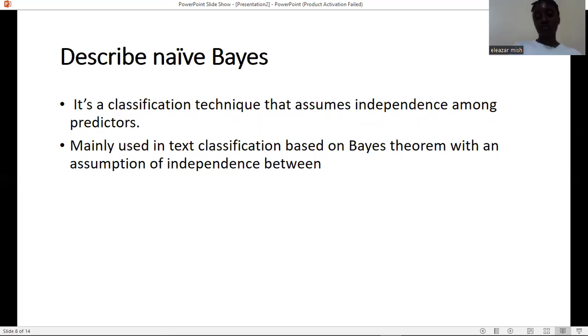Then another concept is the naive Bayes theory. Naive Bayes is an algorithm that utilizes Bayes' rule together with a strong assumption that the attributes are conditionally independent given the class. So this technique assumes independence among all the predictors. It's mainly used in text classification, and it's based on Bayes' theorem, as I said.